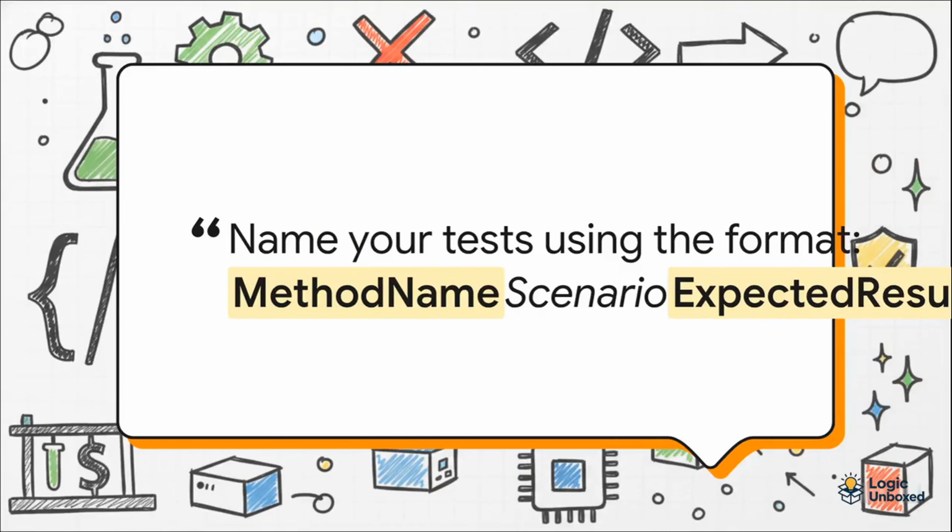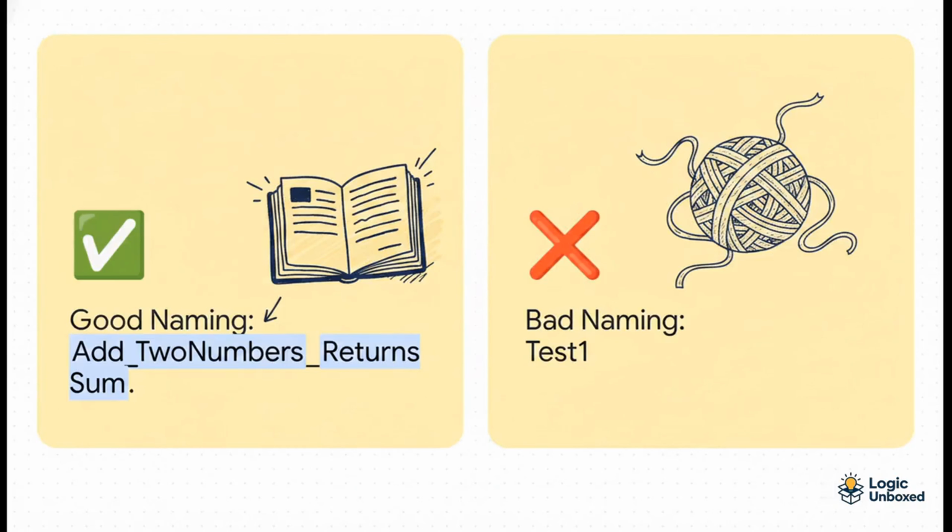Here's another pro tip for you. How you name your tests really matters. A super effective way to do it is to follow this format: the name of the method you're testing, then the scenario, and finally the expected result, all just separated by underscores. I mean, just look at the difference here. Test1? That's totally useless. But a name like Add_TwoNumbers_ReturnsSum tells you the entire story of the test before you even read a single line of code. That's the kind of clarity we're aiming for.